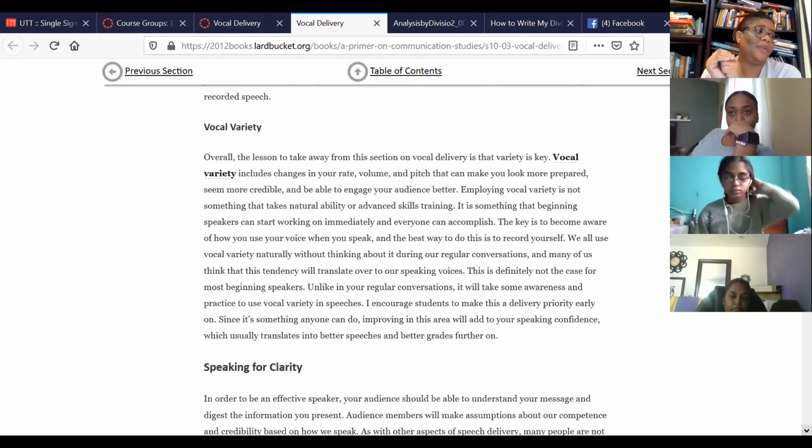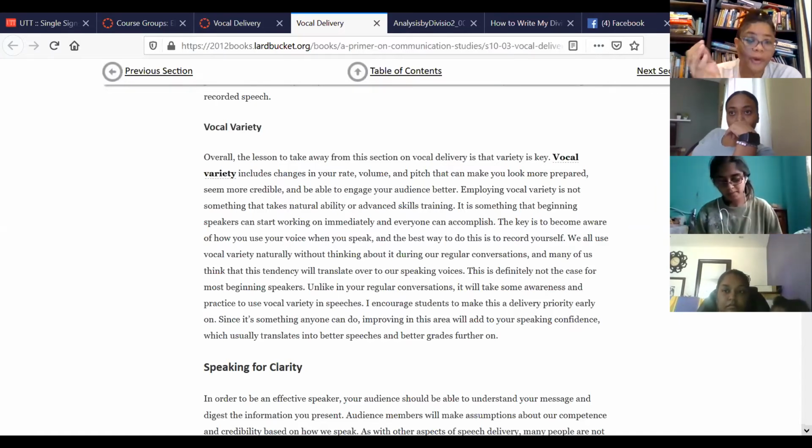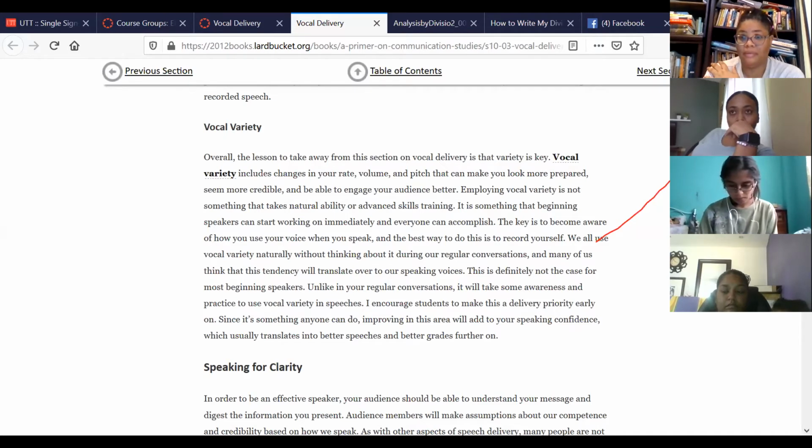So this is actually something we do when we're talking to our friends, family, co-workers, just informally, almost instinctively, right? What we're looking at here is deliberately switching up your voice, using your voice for other things. Okay.